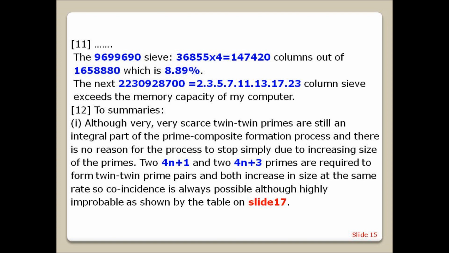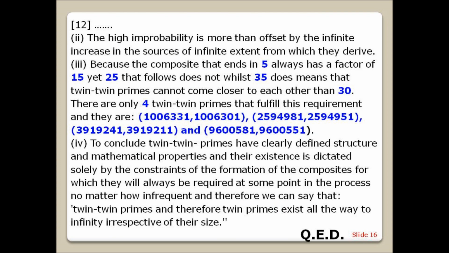12. To summarise: 1. Although very scarce, twin-twin primes are still an integral part of the prime composite formation process, and there is no reason for the process to stop simply due to increase in size of the primes. 24n plus 1 and 24n plus 13 primes are required to form twin-twin prime pairs, and both increase in size at the same rate, so coincidence is always possible, although highly improbable, as shown by the table on slide 17.